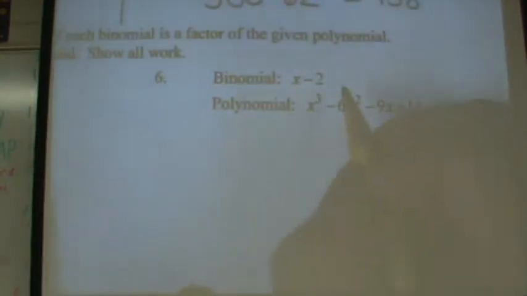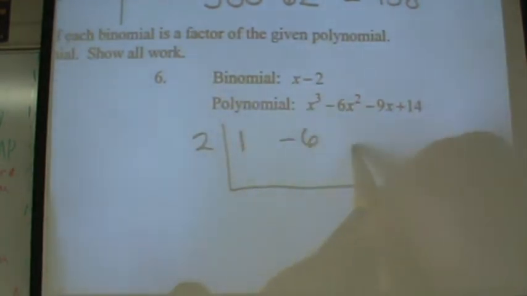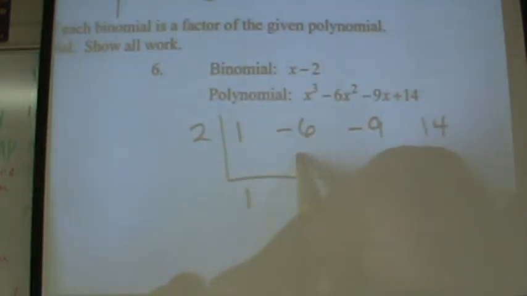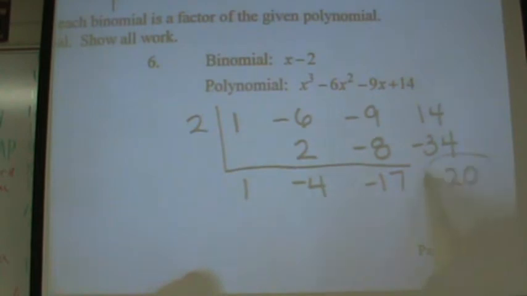Number 6, we're going to try 2. We're going to plug a 2 in here. We have a 1, a negative 6, negative 9, and 14. Bring down the 1, multiply, add, multiply, add, and you're going to get negative 20 here. So it does not work. So since the remainder was negative 20, it is not a factor.